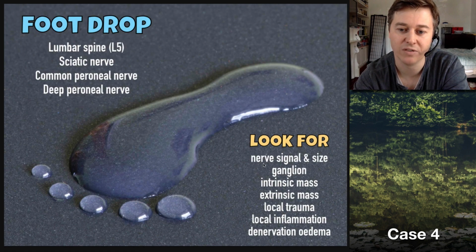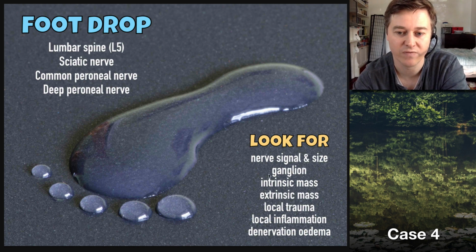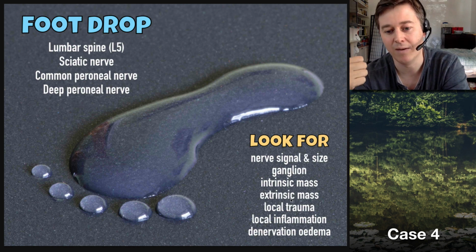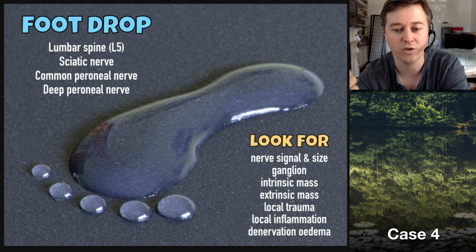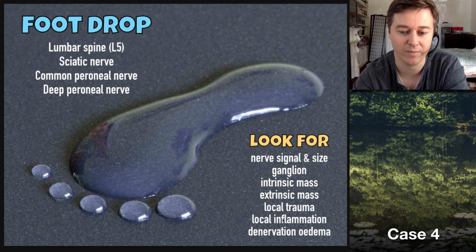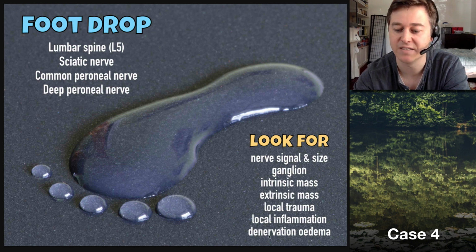And I think we covered all this already. So on your knee MRI, you're looking for the nerve signal and size. In this case, it gets a bit swollen and hyperintense as it gets down to that area of inflammation. Look for any ganglions, intrinsic masses like a nerve sheath tumor, extrinsic causes, as you said. Look for that ganglion. Look for the osteochondroma. Signs of localized trauma or inflammation, like in this case, and then assess for the denervation edema.